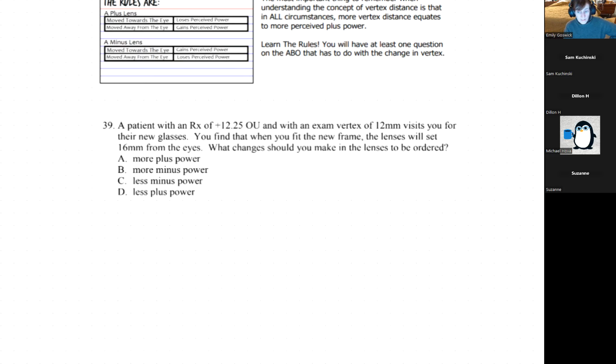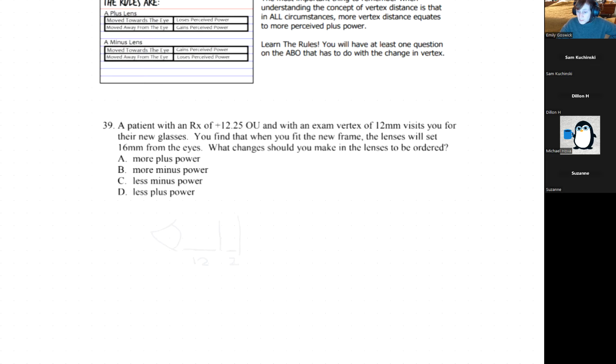Okay. So basically, this is kind of the same deal. In this particular case, the patient was behind the phoropter. When they got their refraction, it was only 12 millimeters before the lens. But then when the glasses were actually fit, they got an additional 4 millimeters farther away from the patient. Okay. So what does that mean?